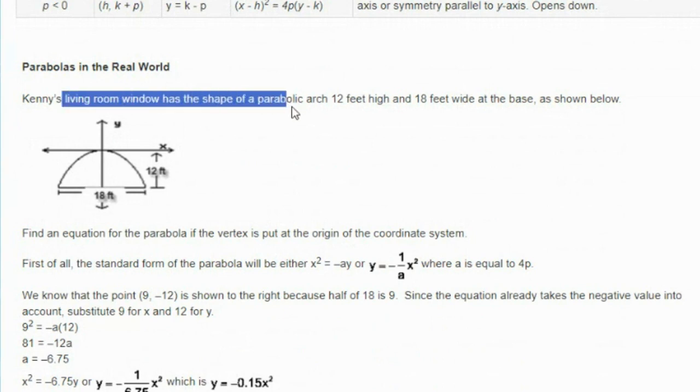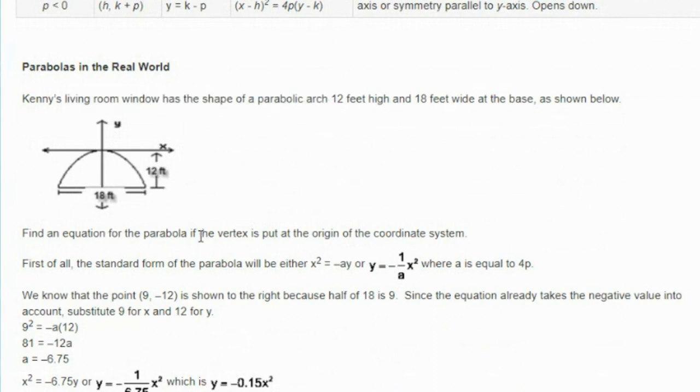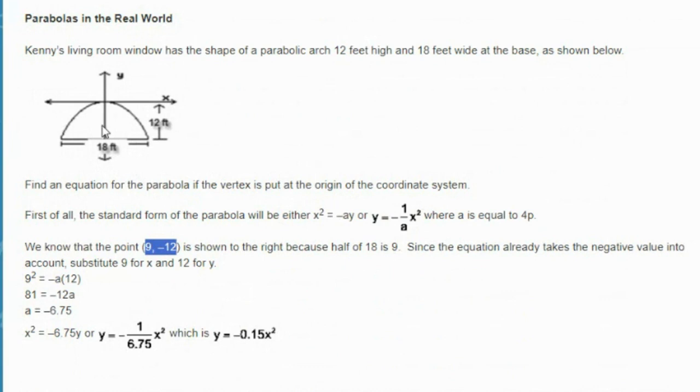Kenny's living room window has the shape of a parabolic arch that's 12 feet high and 18 feet wide at the base. It says find the equation for the parabola if the vertex is put at the origin. So the standard form, since this is an up and down, would be x squared equals negative ay, where a is 4p, right? Negative 4py. They're just using a single variable for it. And we know the point (9, negative 12), since this is 18 feet wide, we know from the center, this is 9. (9, negative 12) is that point right there.